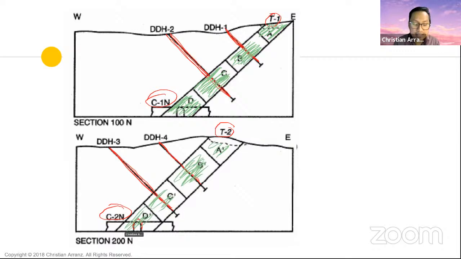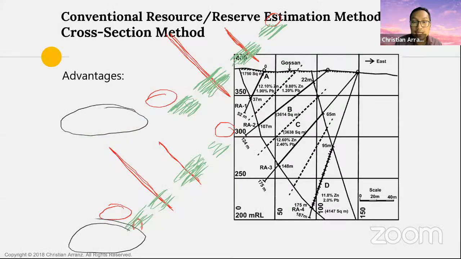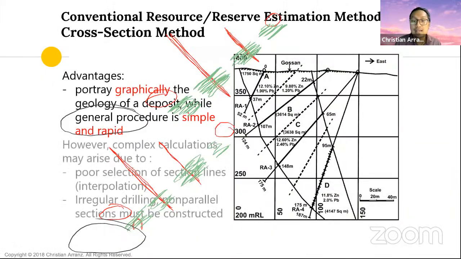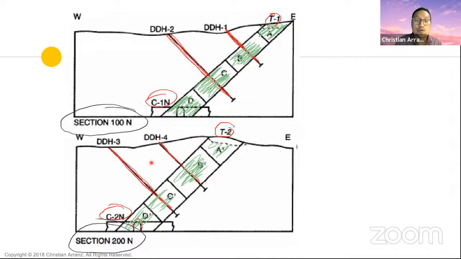Iba ang A, B, C, and D sa A prime, B prime, C prime, D prime. Kasi magkaiba sila ng horizontal distance. Ang gusto ko i-point out doon ay itong nasa taas ay 100 north. Ito ay 200 north. So, ibig sabihin, pagtatabihin nyo sila or pagtatapatin. Parang yung kaninang drawing, yung sa unang-unang natin pinakita sa cross, parang ganyan, section A and section B. So, ganun yung mangyayari. Na-imagine nyo ba? I hope. So, for these two sections. Okay?